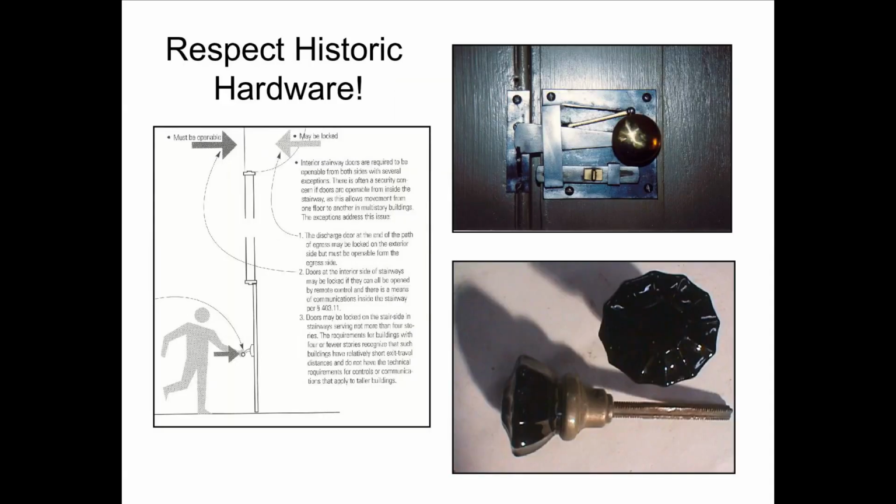So, respect historic hardware. A way to do this is to keep it in place, but to make it non-functional.